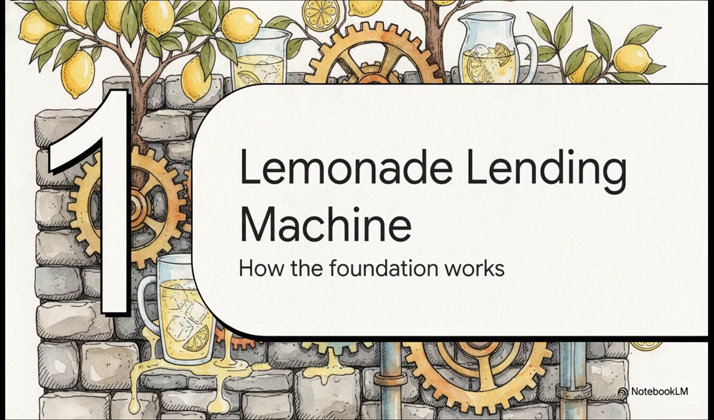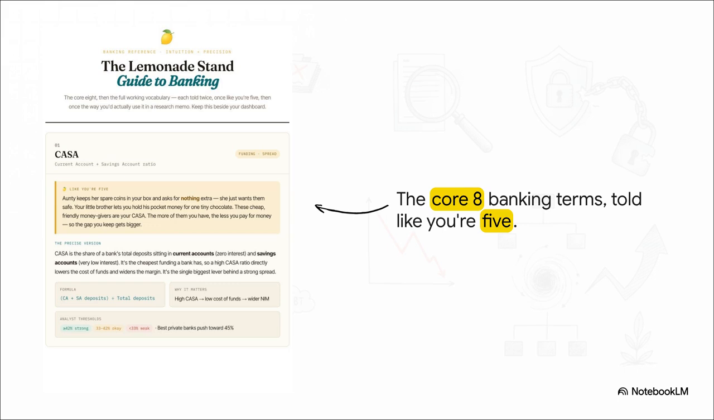All right, Section 1, the lemonade lending machine. This is how the foundation actually works. Now, what's really interesting about our source material today is its unique dual lens approach. For every major banking concept, it basically gives us 2 definitions. First, it explains it like you're 5, just to build that pure gut intuition. And then, it gives us the precise version, the exact technical way an analyst would use it in a research memo. So we'll be bouncing between both of those as we go.